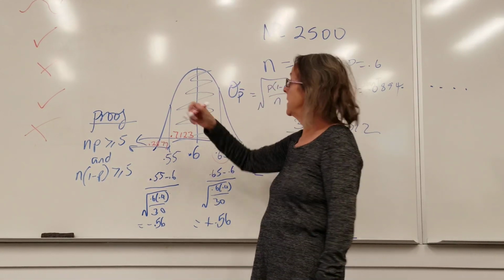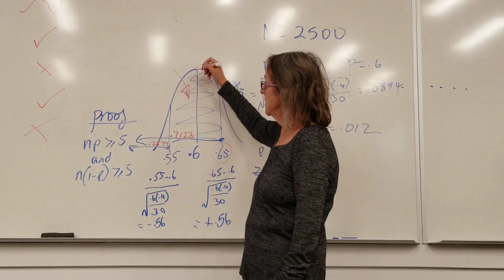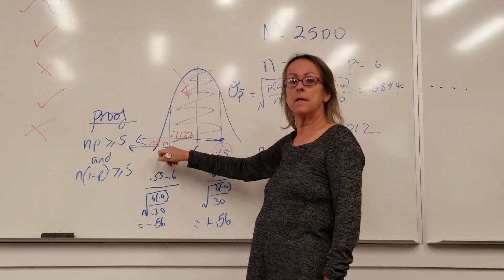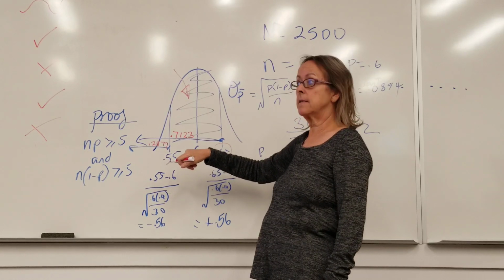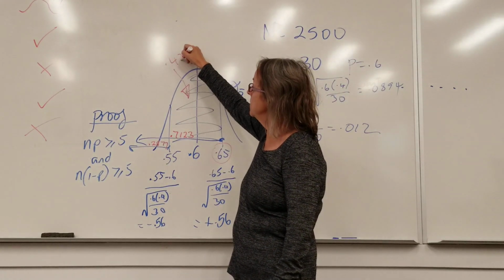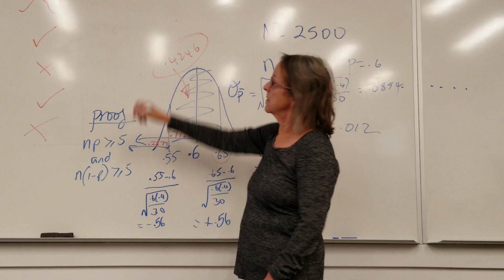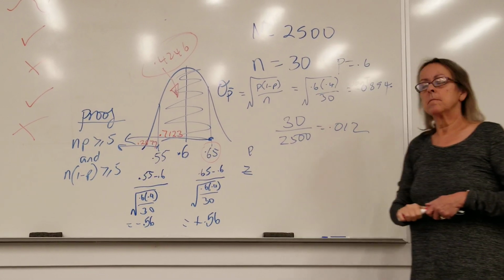And step 4 says, now look for the area you want. You would do this number minus that number, correct? And get 0.4246. Clear as mud?